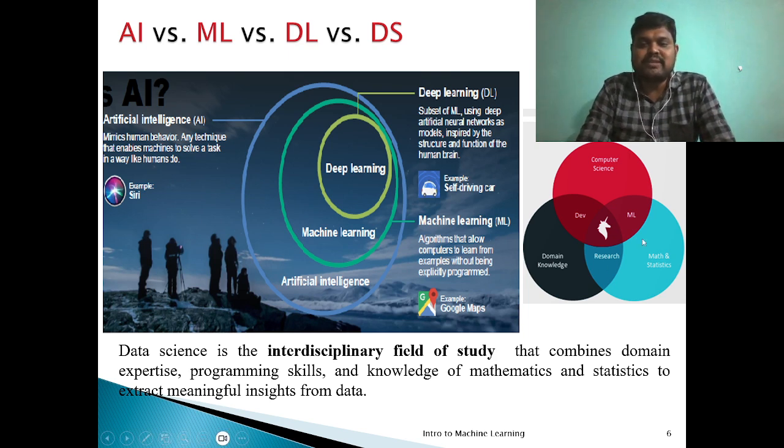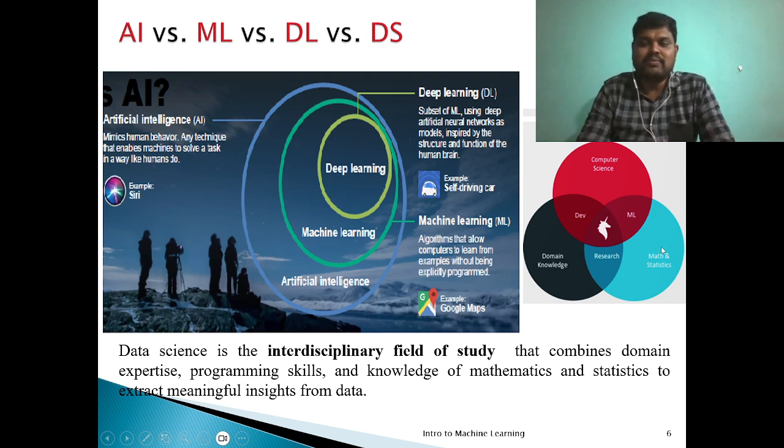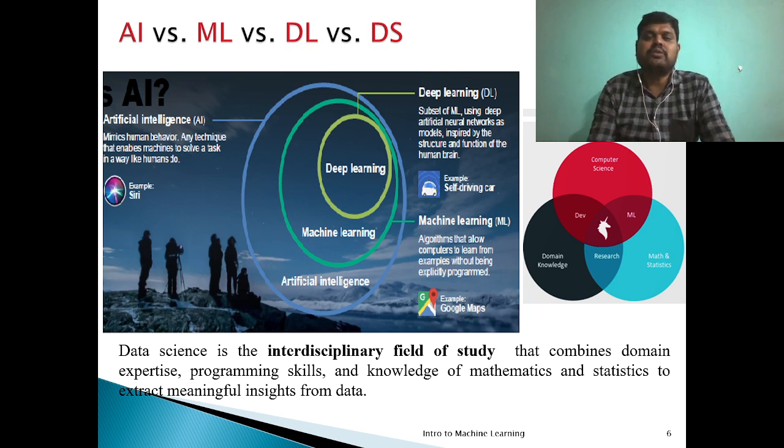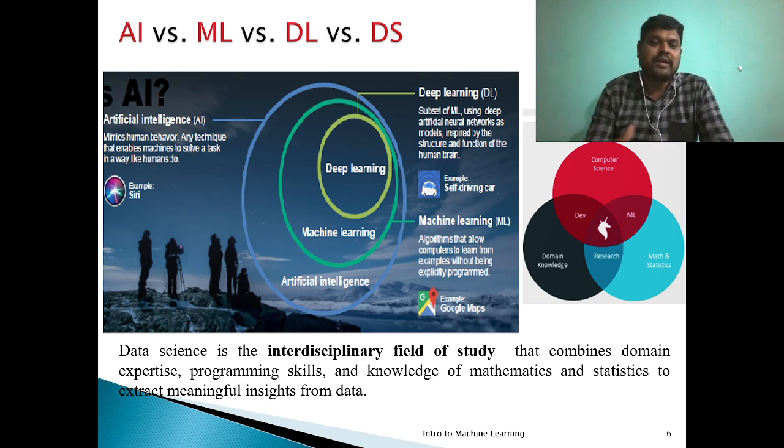If you look at the right side, data science is completely another domain, where you have to have the knowledge of computer science, statistics, mathematics, and domain knowledge, research, development, machine learning. You should have the knowledge of all these in order to become a data scientist. So data science is a completely interdisciplinary field of study that requires expertise in various domains, various fields.